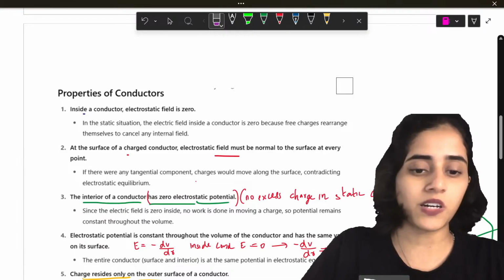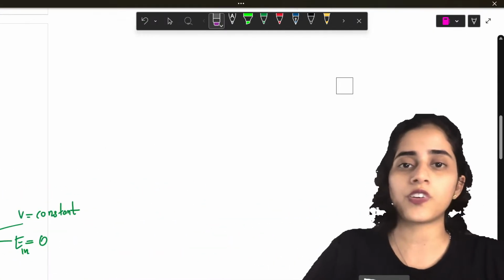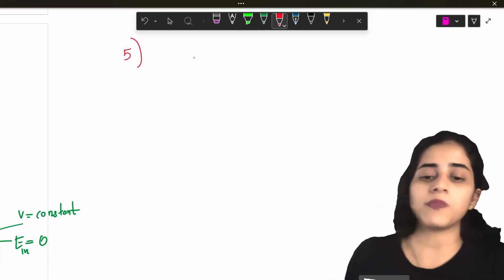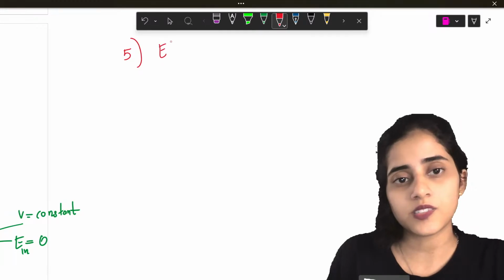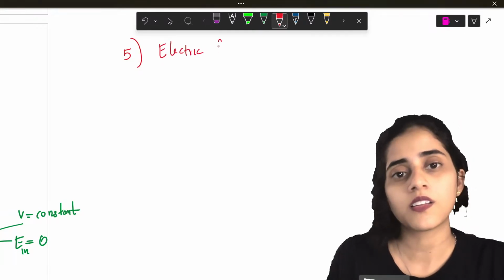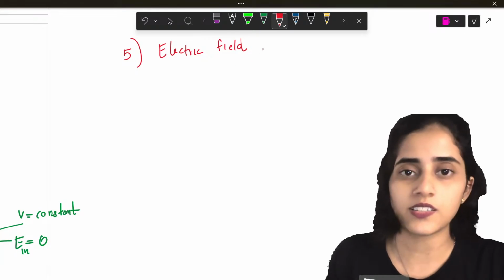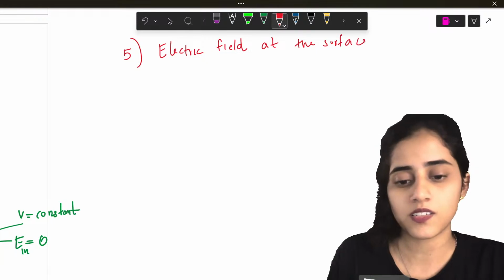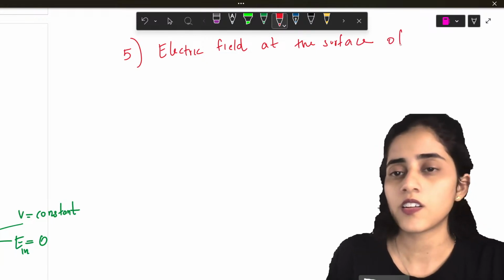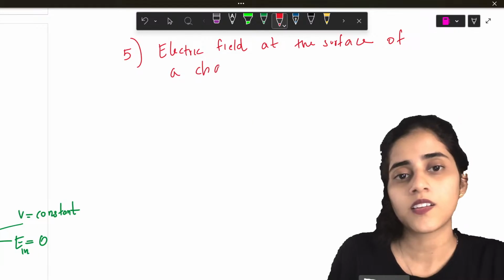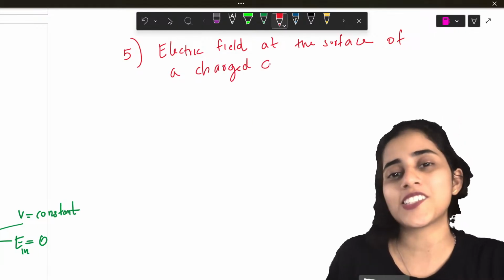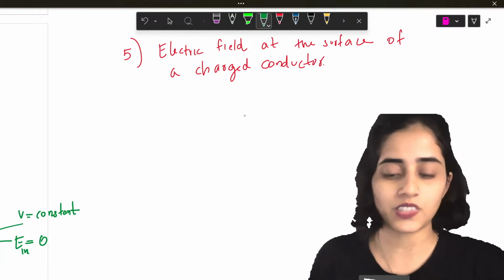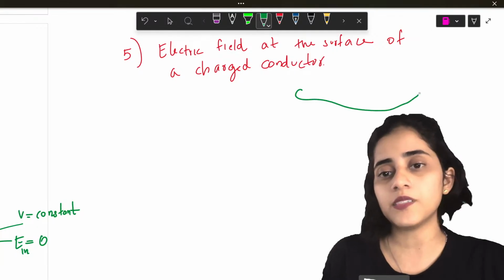This is point number 5. What was the point? Electric field at the surface of a charged conductor. So let's say there's a conductor.